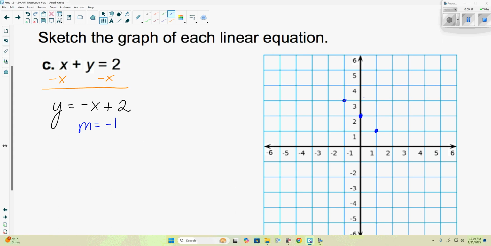And at this point, we can draw a line, and we have this here. Questions on this here?